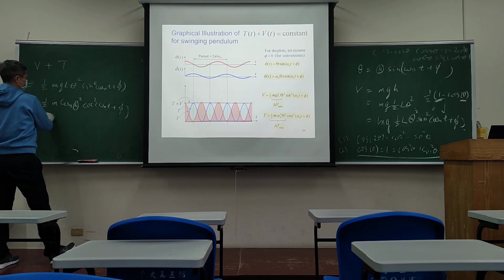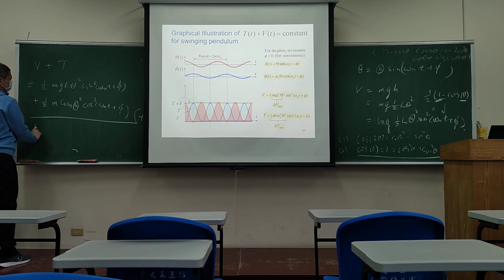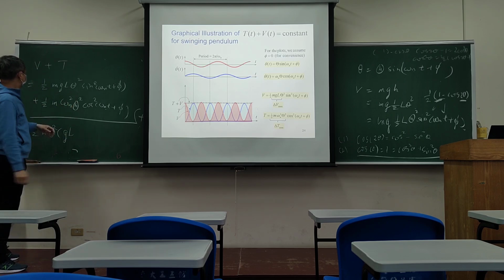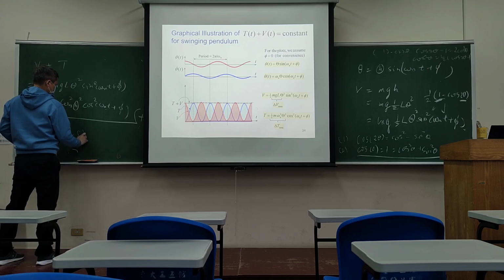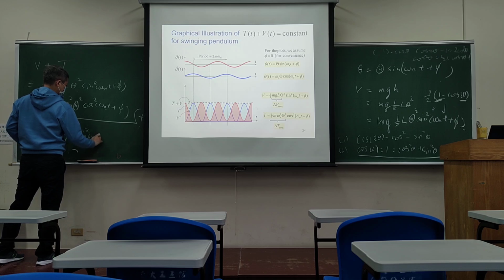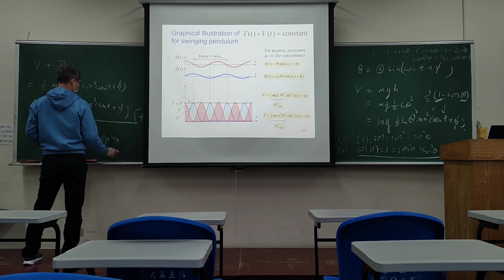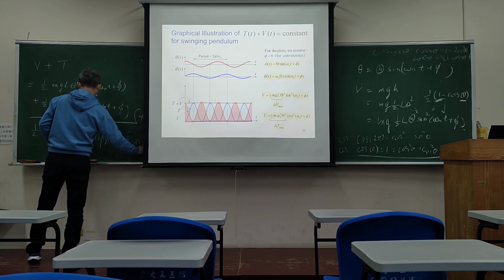This sum, you can do the factoring out. We do factoring out when we do the sum. The square is there. This is g l sine squared (omega n t plus phi), plus omega n squared sine squared (omega n t plus phi).